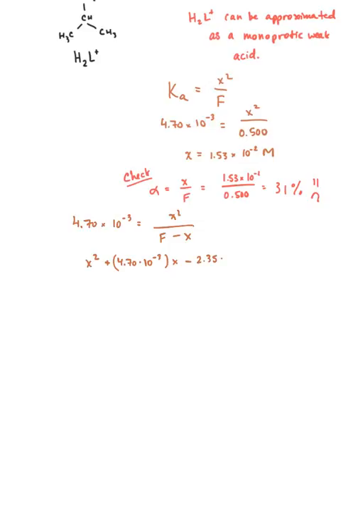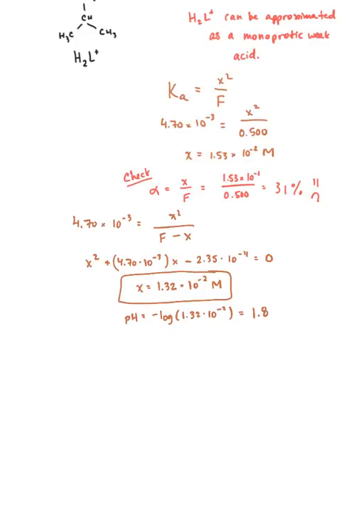A term of C of 2.35 times 10 to the minus 4. We get 2 solutions for X. We'll reject one that doesn't make any physical sense and keep 1.32 times 10 to the minus 2 molar as our X solution appropriate for this problem. From this value, we calculate a pH of our leucine hydrochloride solution. That's equal to 1.88.